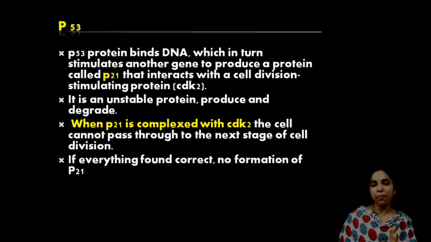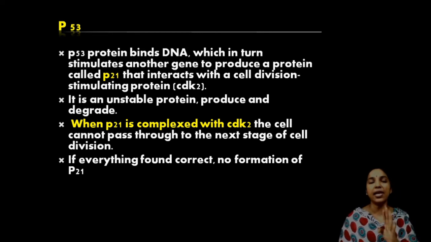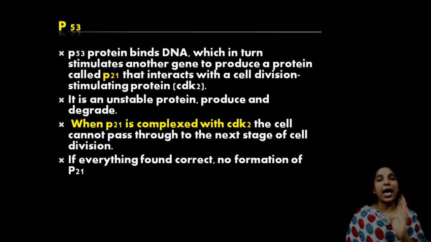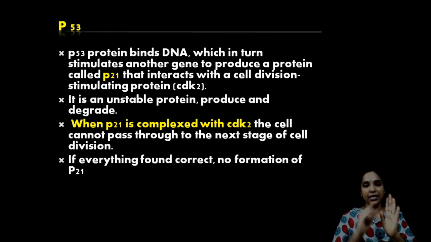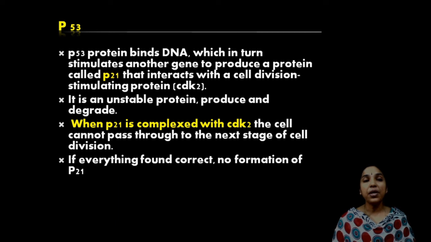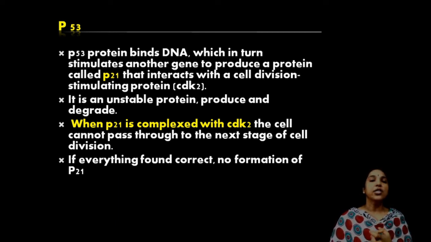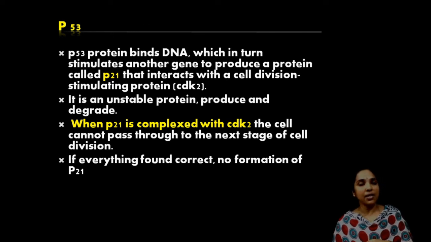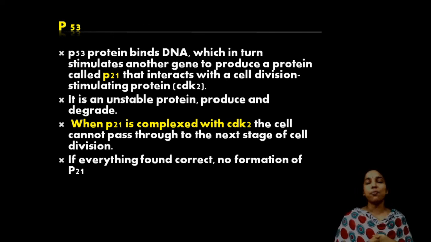Okay, so it will bind with the DNA. It acts as a promoter and binds with the DNA, and transcription takes place. It will produce a protein, that's P21. P21 interacts with that CDK2 and controls the cell division. Clear? Okay. So another peculiarity is it is an unstable protein. It is degraded continuously. Okay.